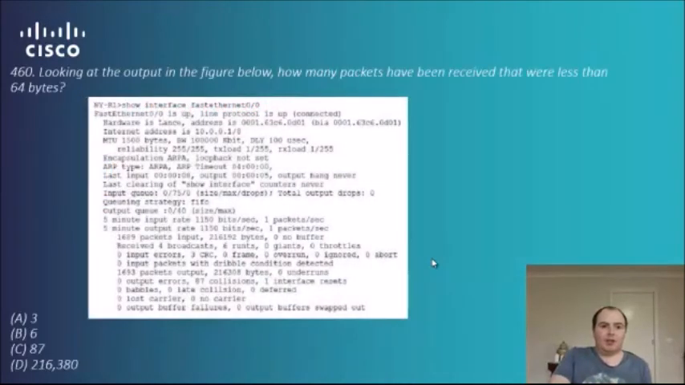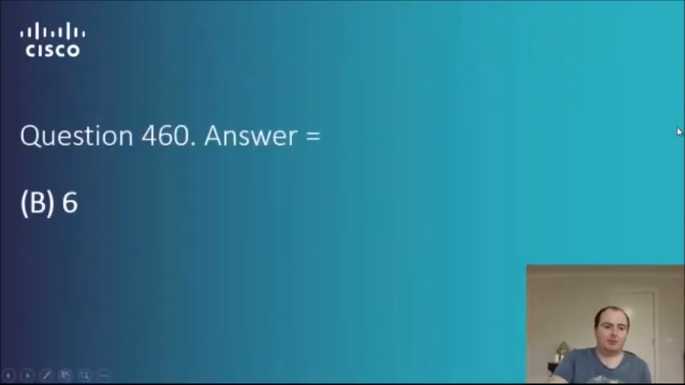460, looking at the output in the figure below, how many packets have been received that were less than 64 bytes? We've got 3, 6, 87, 216,380. So these numbers are obviously all in there. I'm trying to find the 216,000. I feel like they've got it the wrong way around there. There's 87 collisions. There's 3 cyclic redundancy checks, and there's 6 runts. How many packets are received that were less than 64 bytes? That is a feature of runts. Therefore, B is the answer.